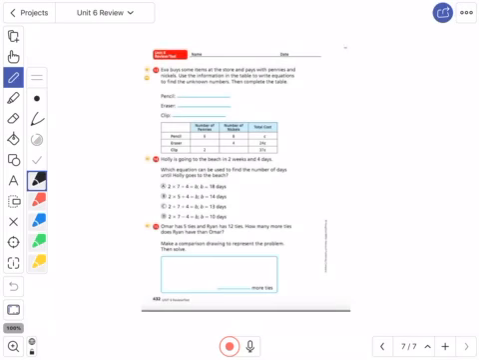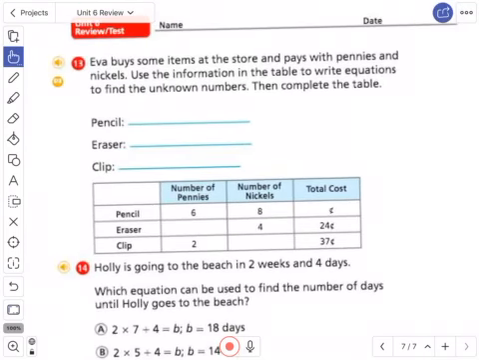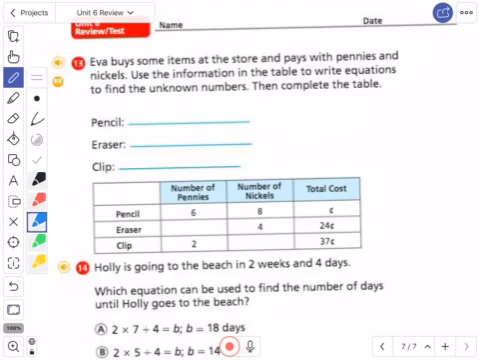Okay. I'm going to read you this last page here. Eva buys some items at the store and pays with pennies and nickels. She pays with pennies and nickels. Use the information in the table to write equations to find the unknown numbers, then complete the table.